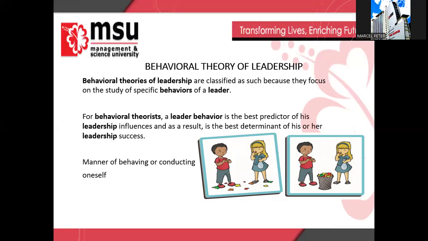In other words, how a leader behaves, how they act, communicate, and make decisions determines how effective they are as a leader. This theory believes that leadership is about a manner of behaving or conducting oneself, especially when dealing with others. So behavioral theory believes that leaders are not born, they are made. Leadership depends on actions and behavior. Good leadership can be learned through practice.